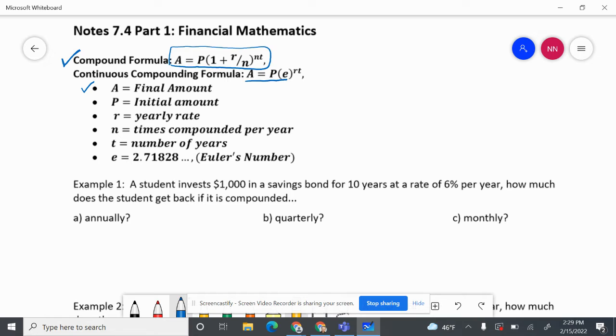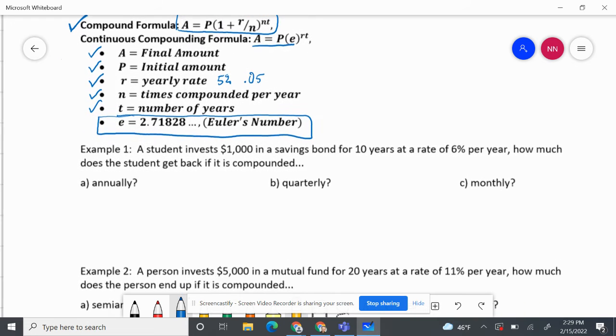How we're going to find that is we're going to put in our initial amount. R is our rate, and we're going to write that as a decimal. So if it was 5%, we're going to be putting in 0.05. N is how many times it compounds per year, and T is the number of years. This right here, we're going to look at later.